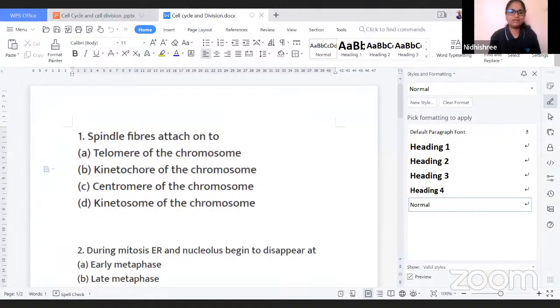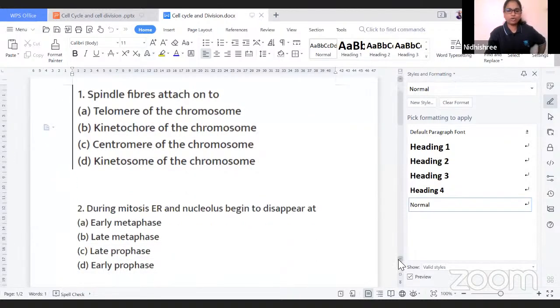Okay, the first question of 5-star bio today. Spindle fibers attach onto telomere of chromosome, kinetochore of chromosome, centromere of chromosome, kinetosome of chromosome. 5, 4, 3, 2, 1. First quick answer is given by Chaitra as B, kinetochore of chromosome. Chaitra answered quickly and correctly. Chaitra wins the question.